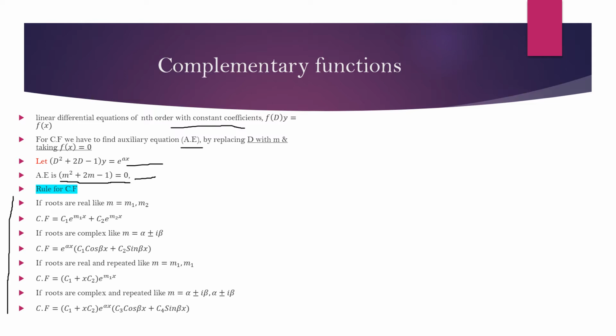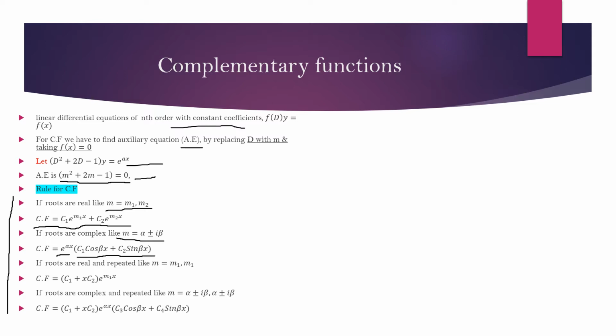which type of roots we are getting. Mostly there are two cases, real roots and complex roots, and a third case arises when the roots are repeated. Suppose we get real roots m1 and m2 for the auxiliary equation, then the CF will be C1 e to the power m1x plus C2 e to the power m2x. If the roots are complex, then the CF will be e to the power alpha x into (C1 cos beta x plus C2 sin beta x).